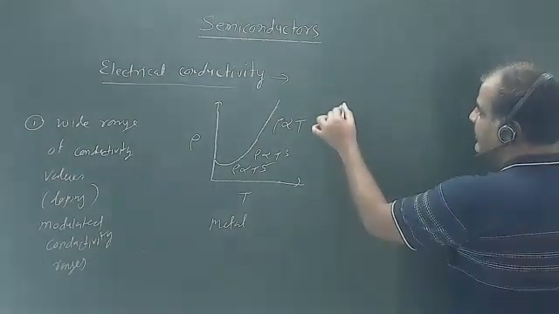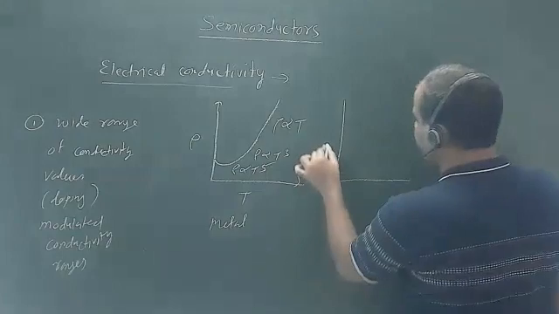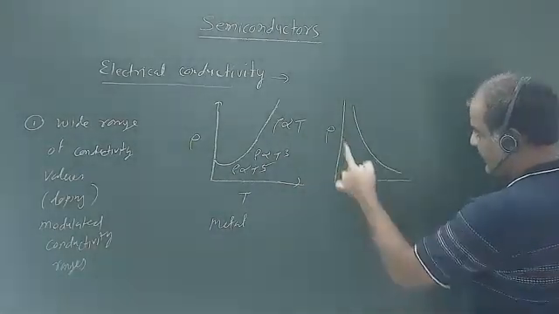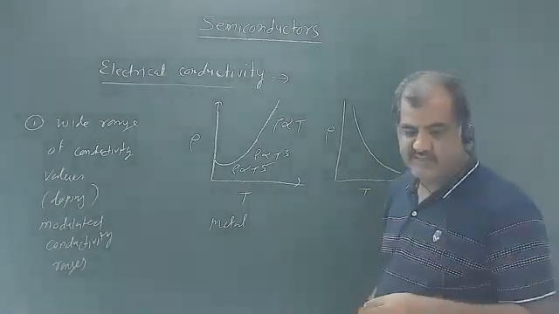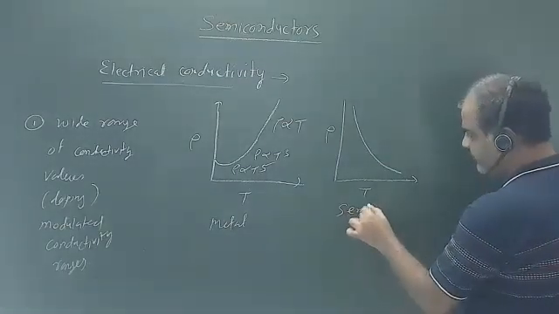While if you see semiconductors, if I take the resistivity graph with temperature, the resistivity of semiconductor decreases with temperature. That means this is for semiconductor.